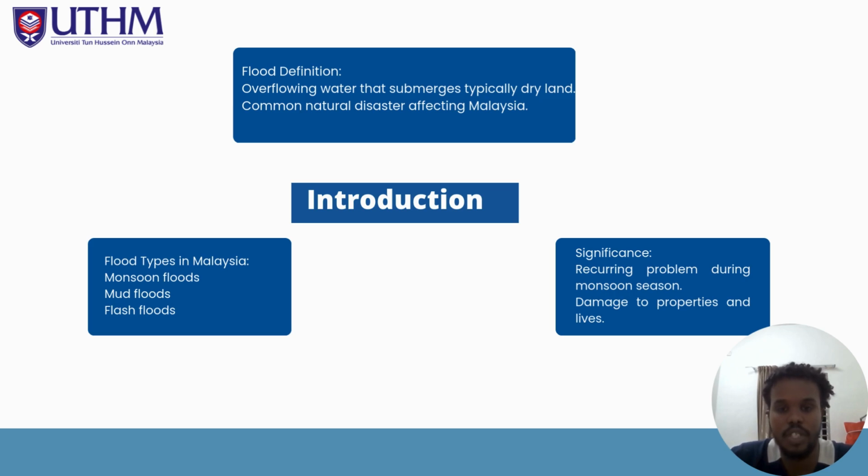Flood, by definition, refers to the overflow of water that submerges land which is typically dry, and it's one of the most common natural disasters affecting Malaysia, often resulting in significant damage to infrastructure, properties, and loss of lives. So typically, Malaysia has three types of floods: monsoon floods, mud floods, and also flash floods.